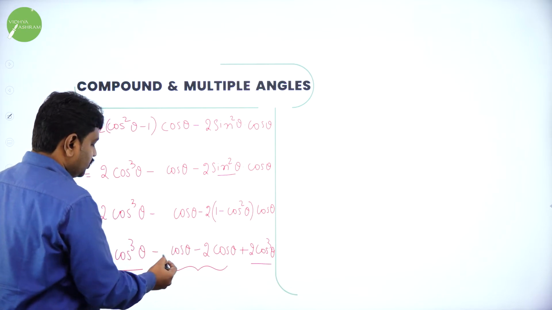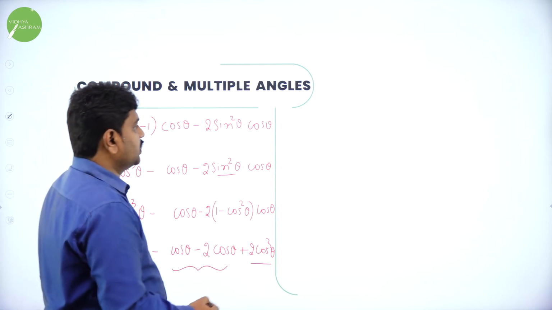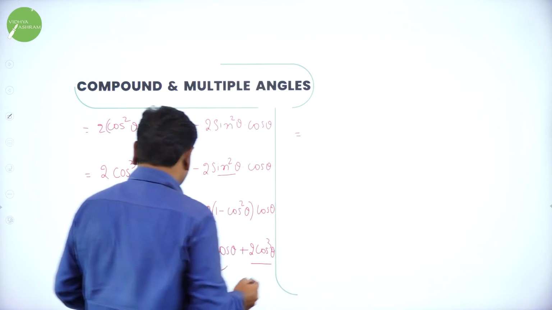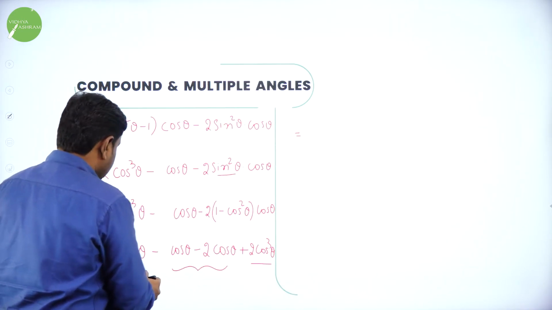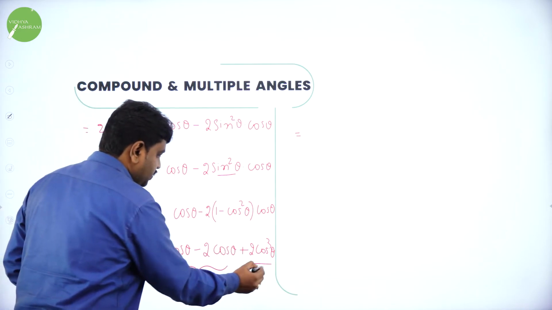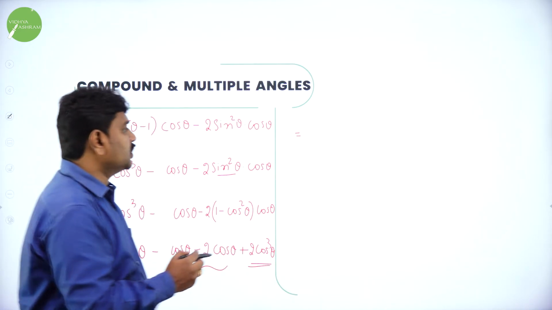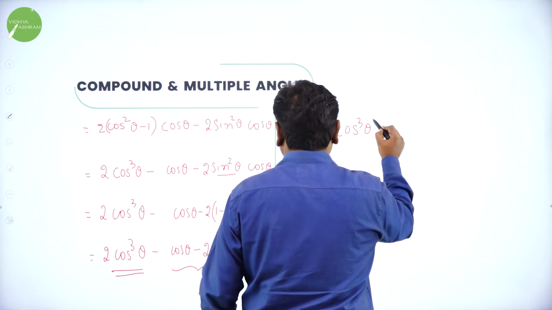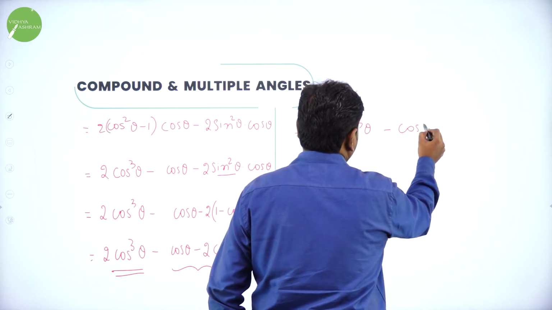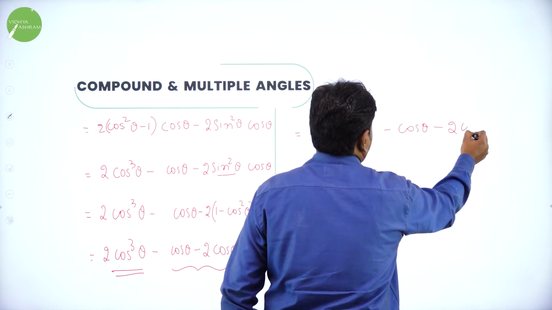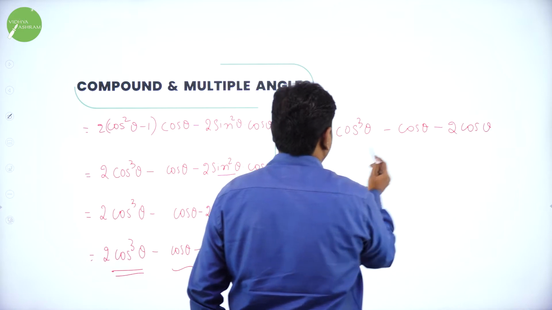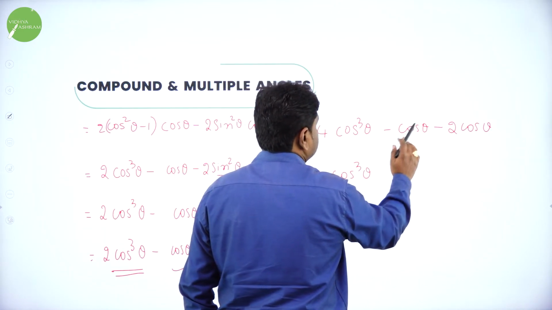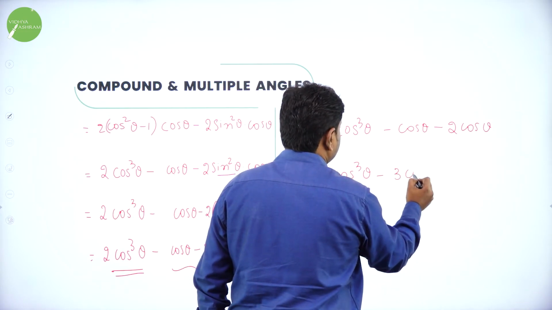So it continues. Now minus cos theta minus 2 cos theta, minus cos theta, simplify the terms now. 2 cos cube theta plus, see this is 2 cos cube theta plus 2 cos cube theta, 2 plus 2 is 4. So first term and last term if you add, it will become 4 cos cube theta. Now you are left with minus cos theta minus 2 cos theta. Again these two are like terms, so 4 cos cube theta minus 3 cos theta.